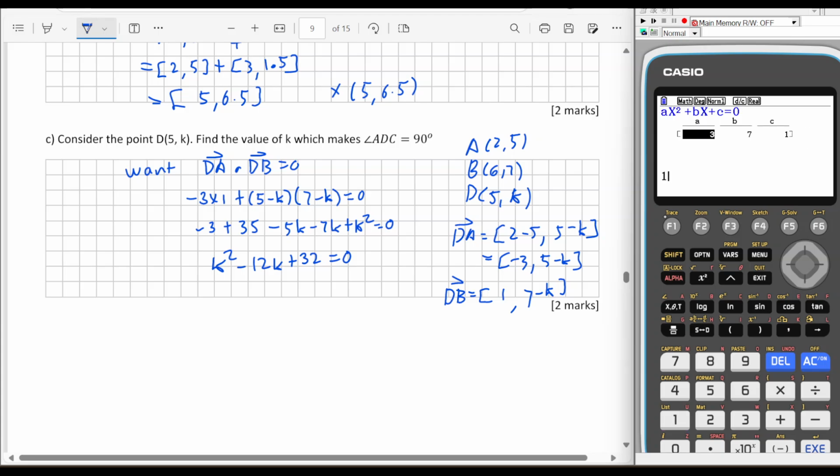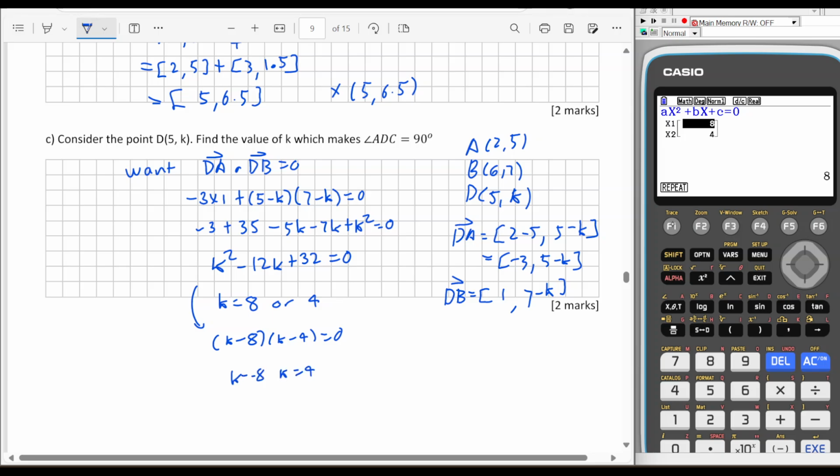So we can just chuck this into polysolve. 1, minus 12 and 32. There we go, 8, 4. So k equals 8 or 4. You could actually get that with sum and product as well. If you'd spotted the sum and product, you would have got k take 8 and k take 4 equaling 0. But at any rate, k is 8 or k is 4.